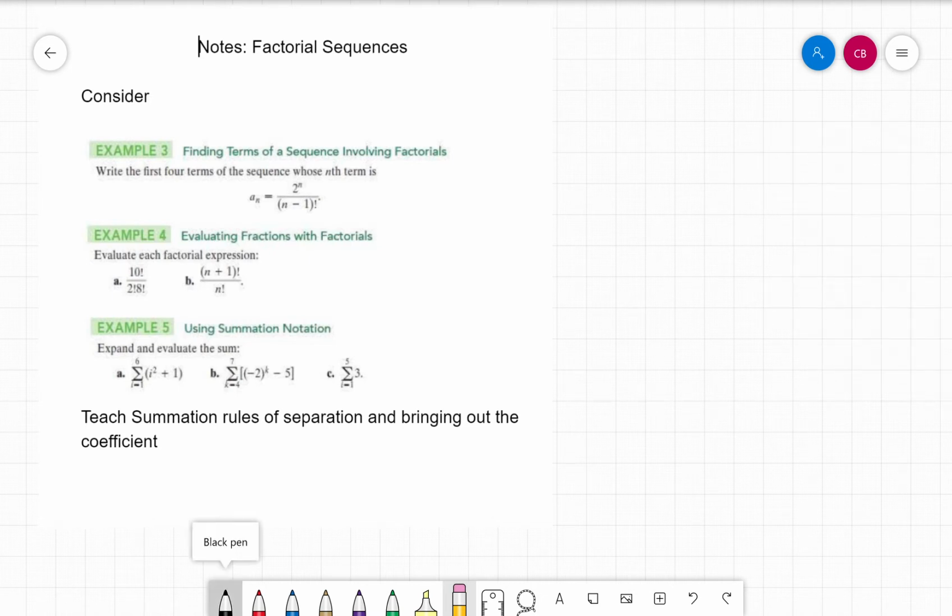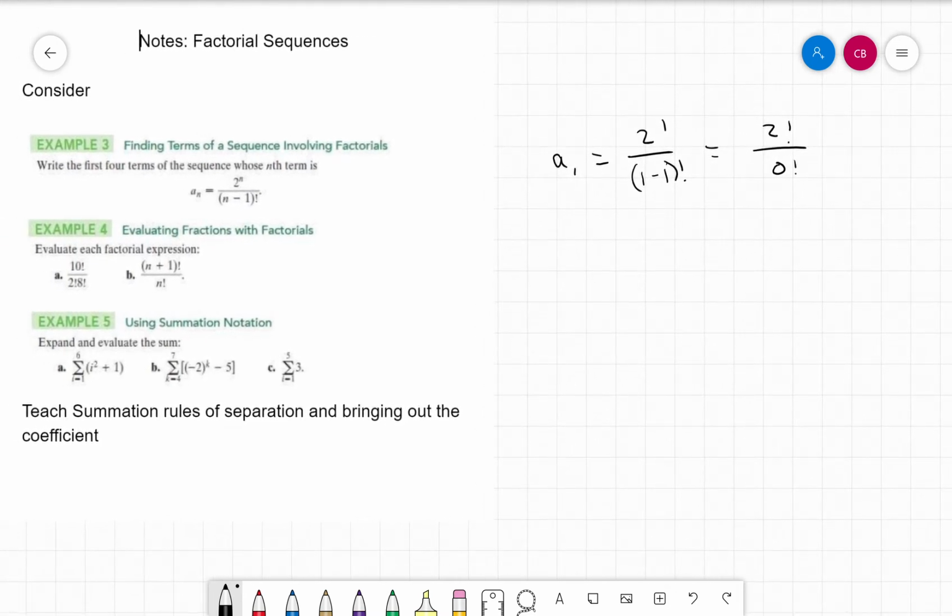They want you to find the first 4 terms. So we have A1 is 2 to the 1 over 1 minus 1 factorial, which is going to equal 2 factorial over 0 factorial. Just a heads up, 0 factorial is always assumed to be 1 by definition, so that is going to be 2 times 1 over 1, which is just 2. If we want a sub 2, then we want 2 to the second over 2 minus 1 factorial, which is 4 over 1 factorial, which is 4.